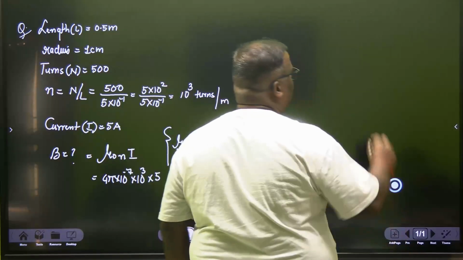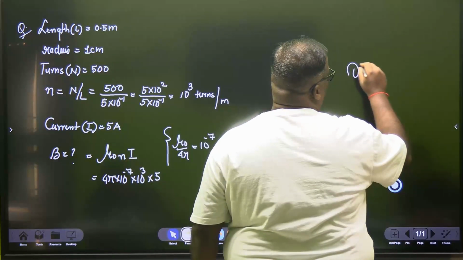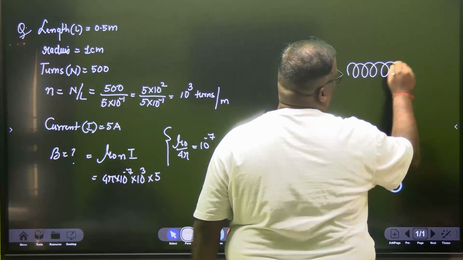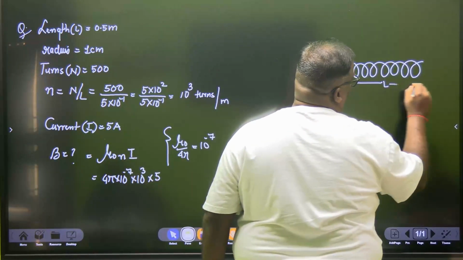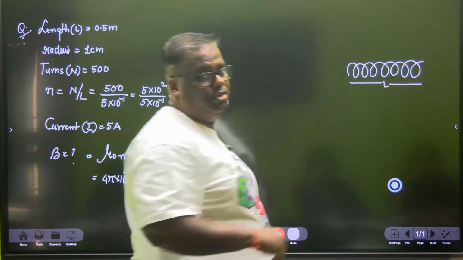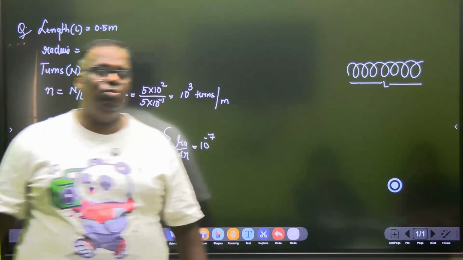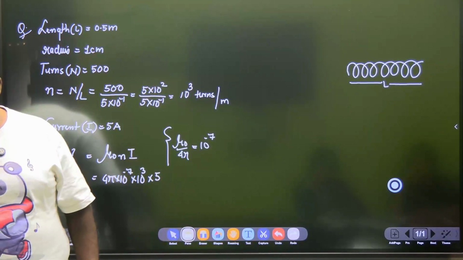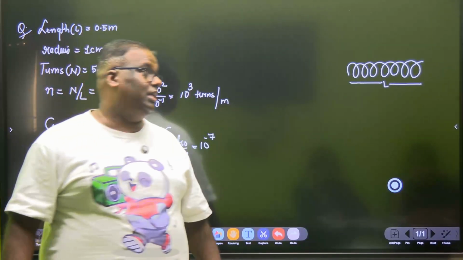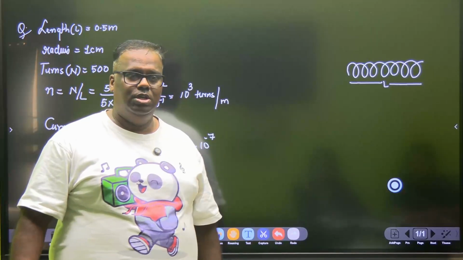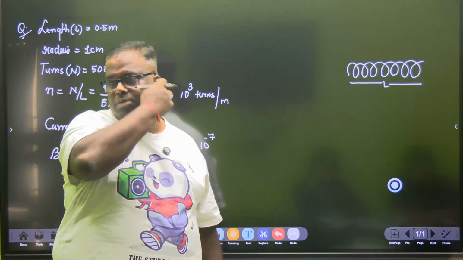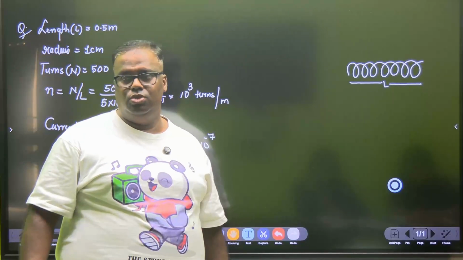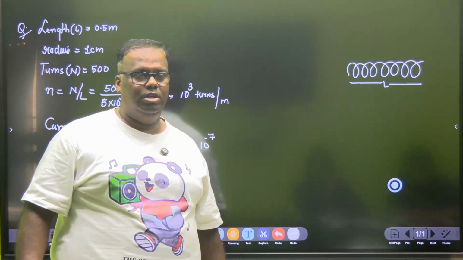If you have any confusion, always remember, if this is my solenoid, length of the solenoid is this one. This is called the length of the solenoid. Length of the wire is a different concept. Length of the wire is when the wire is stretched out. So in that case, the radius helps you. If you know pi d, circumference of each loop, and you multiply with the number of turns, you get the length of the wire, right?